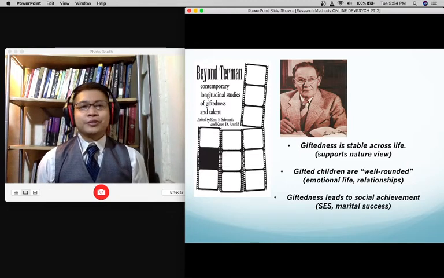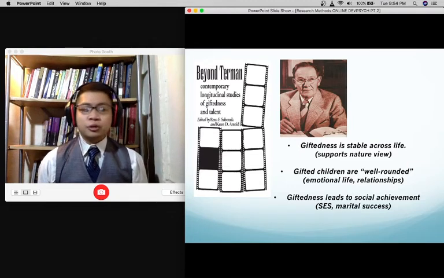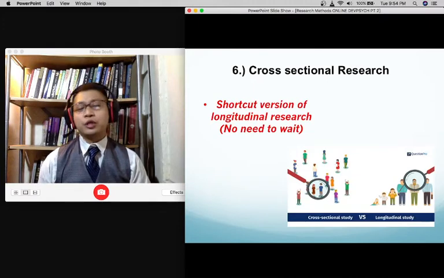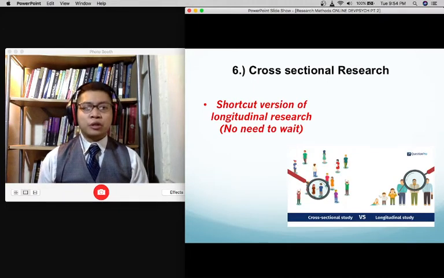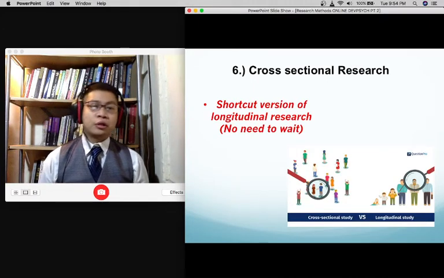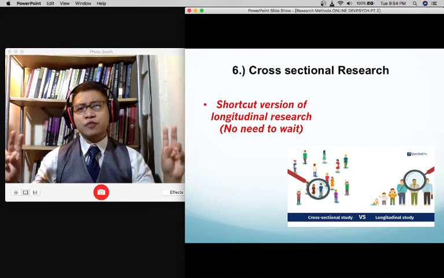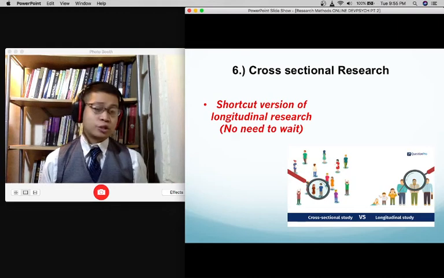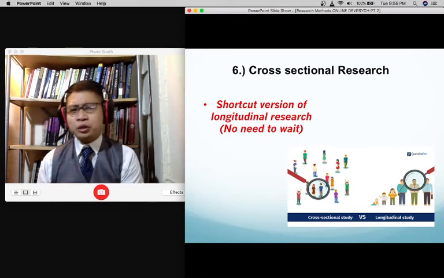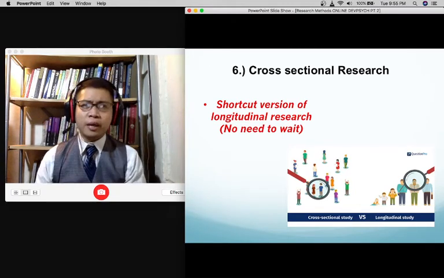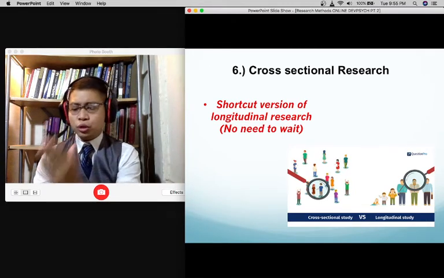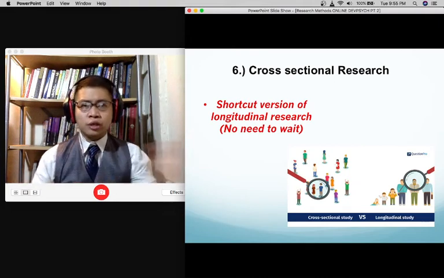Okay? So very interesting findings by Louis Terman simply by using longitudinal research. How is cross-sectional research different from longitudinal research? Just remember, cross-sectional research is the shortcut version of longitudinal research. In cross-sectional research, no need to wait. Hindi mo na kinakailangan mag-antay. Kasi nga, pag longitudinal research, you'll wait for many years. Susundan mo yung subjects mo as they grow older, as they mature.